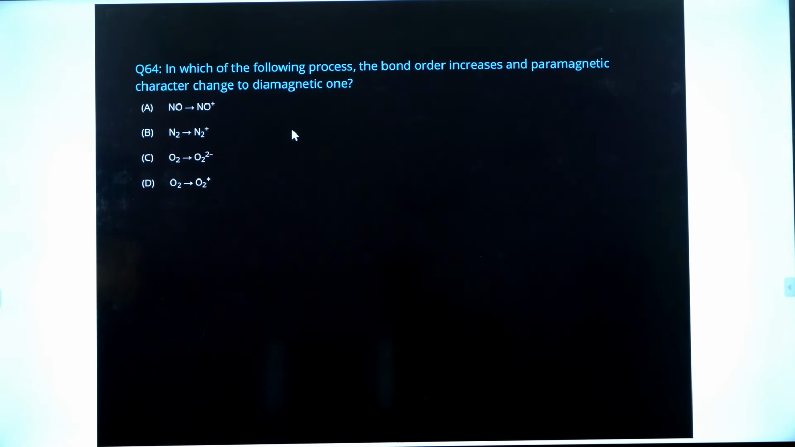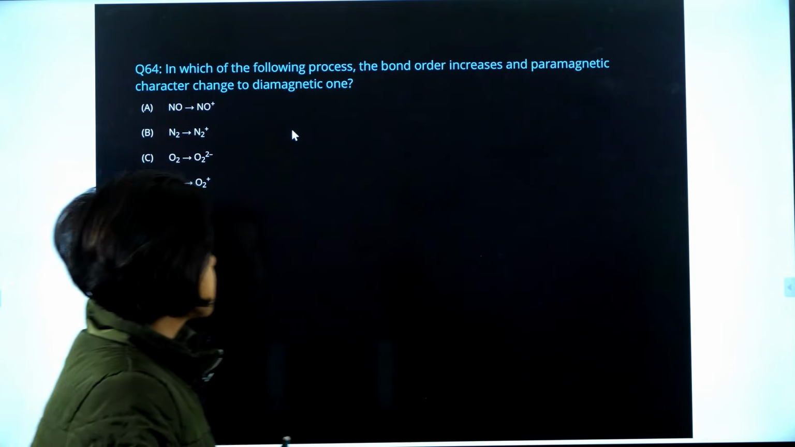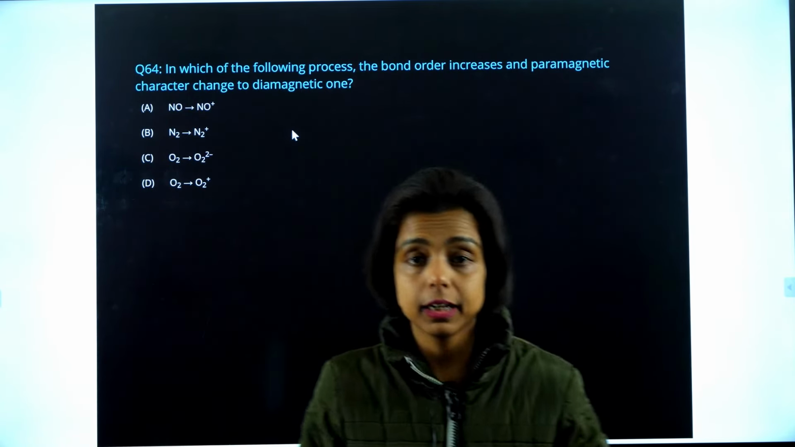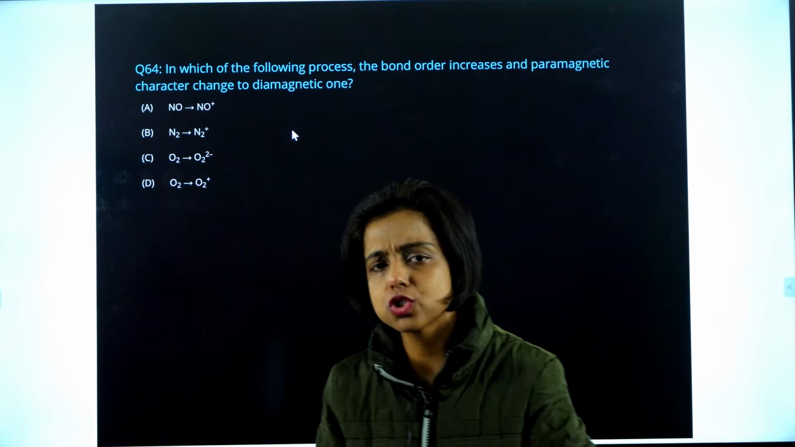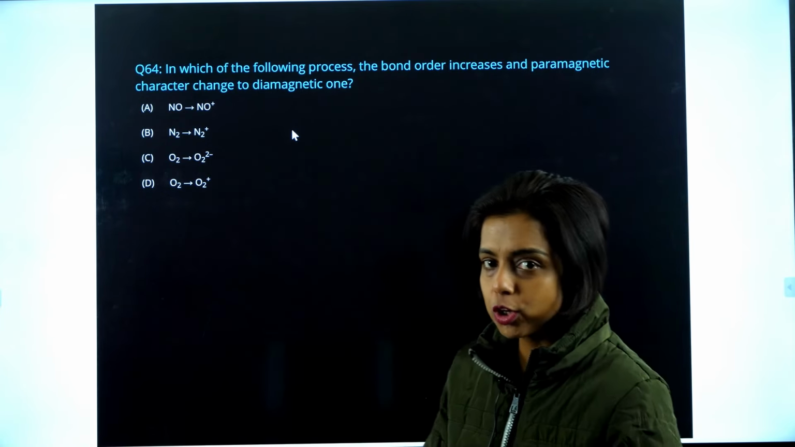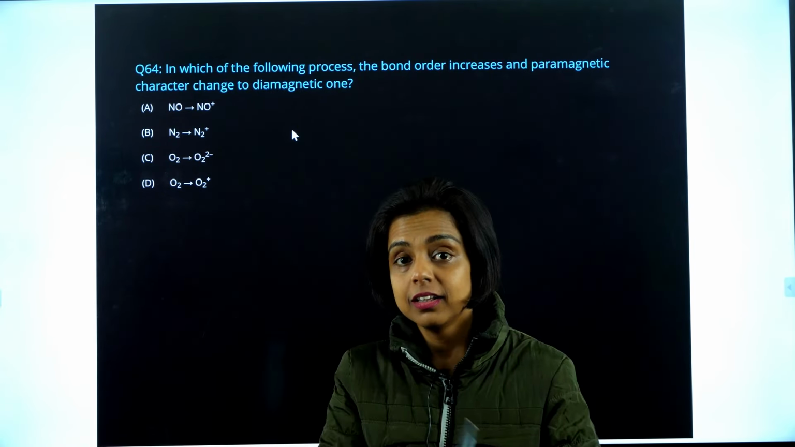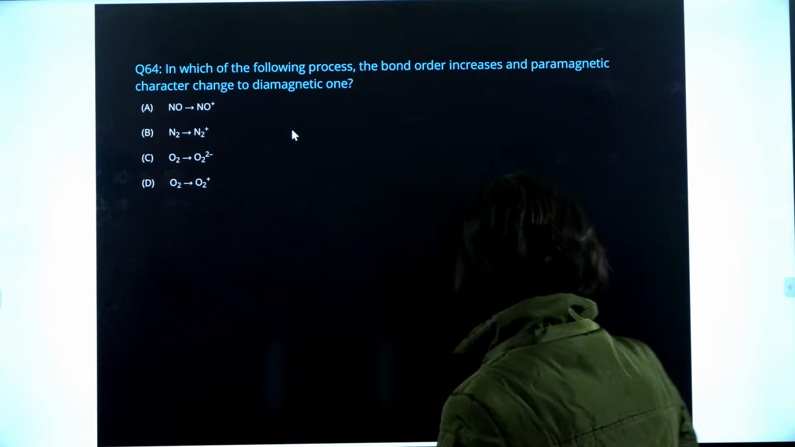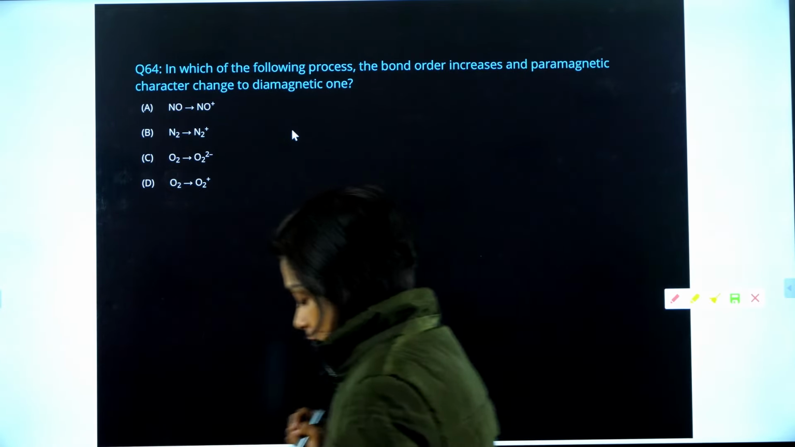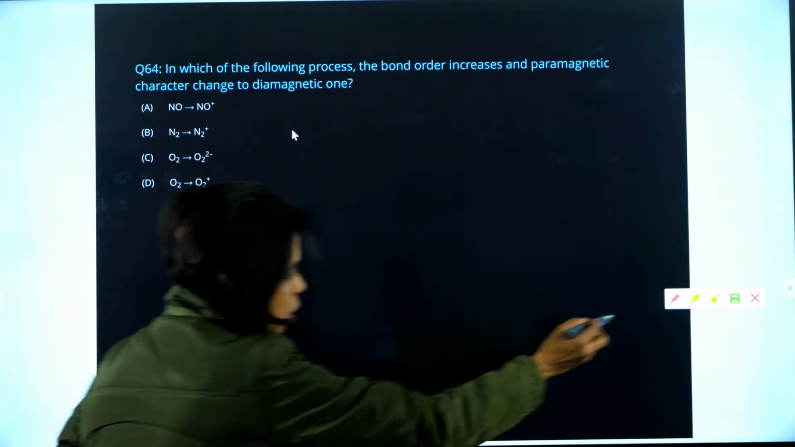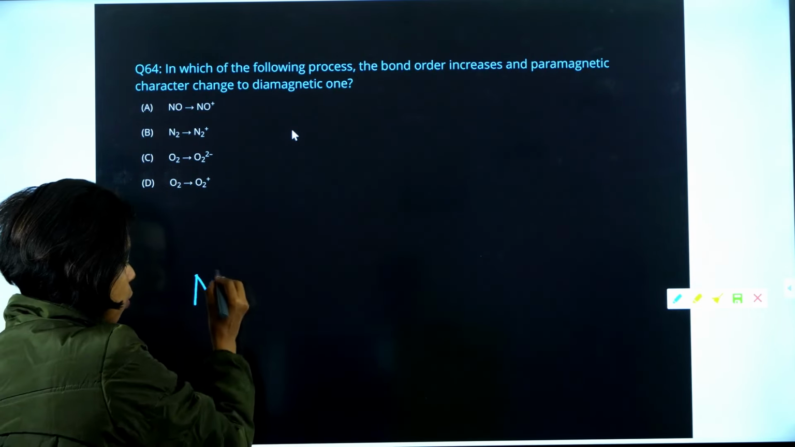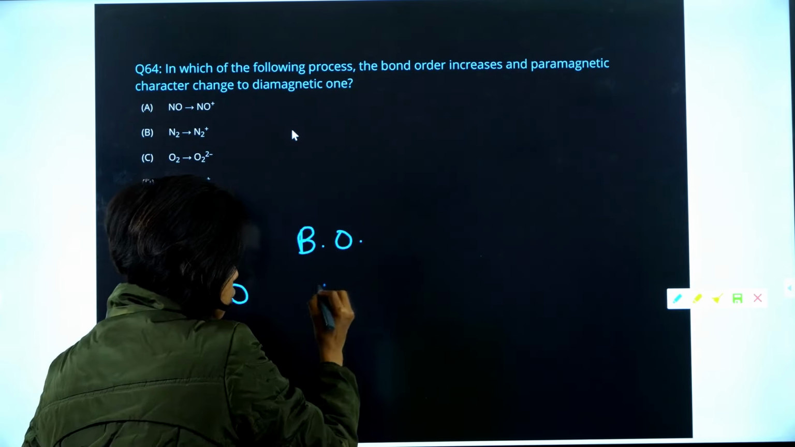Now the next question. In which of the following processes does the bond order increase and the paramagnetic character change to diamagnetic? Molecular orbital theory, and we usually use a shortcut to figure out such questions. I'm sure you are pretty aware of that shortcut. Write the electron count and start from 0, increasing by 0.5. So NO has 15 electrons, nitrogen 7, oxygen 8. So the bond order of NO will come out to be 2.5. Use this shortcut, very easy, a time saver.